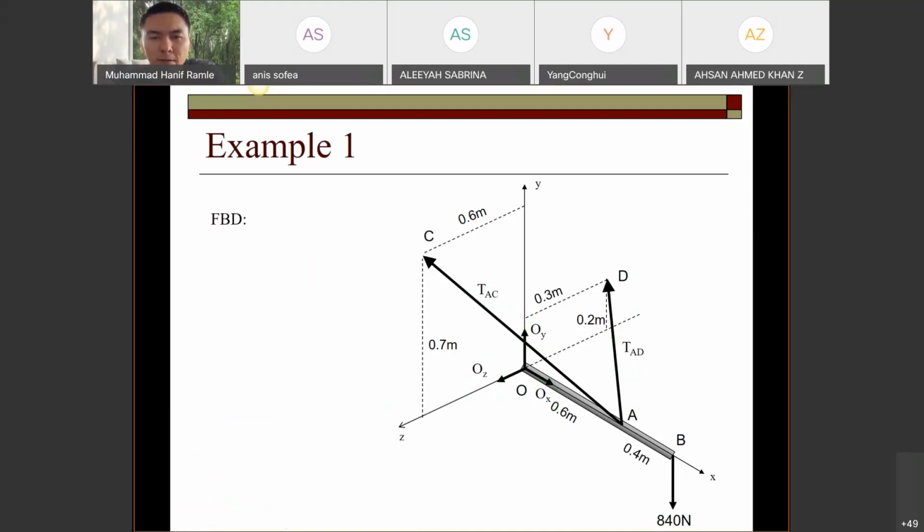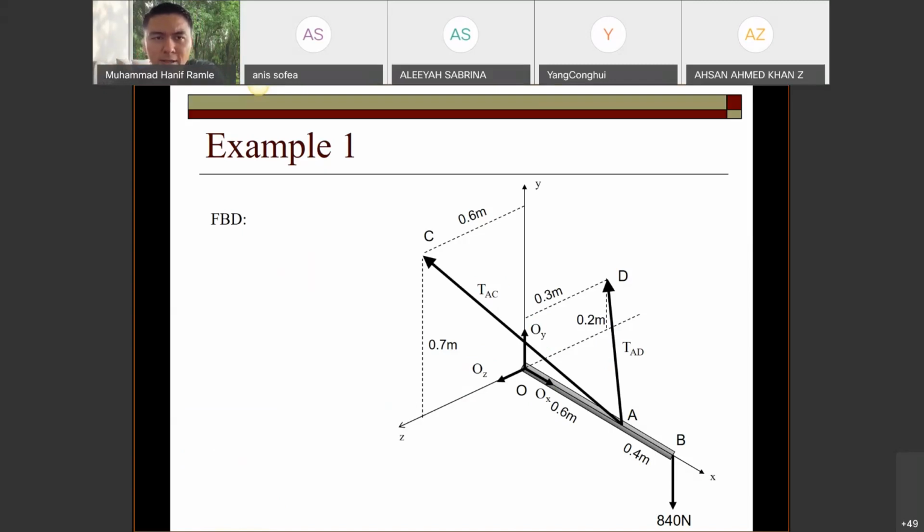How to determine and develop TAC and TAD in terms of IJK form? Yes, correct, the coordinate method. So you can use the coordinate method to determine TAC and TAD in terms of IJK form. Before that, I want to ask to make sure that you understand.